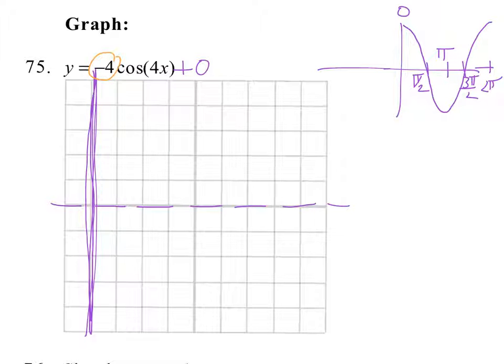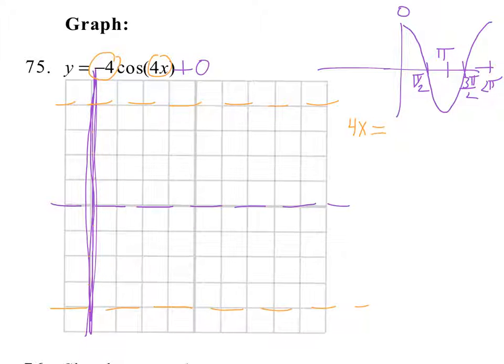Next thing to do is take a look at the amplitude, and I'm going to go 4 up and 4 down from my midline. 1, 2, 3, 4. 1, 2, 3, 4. Just to put some boundaries in. Okay, I'm going to take the inside and now use that to find critical points on this graph.